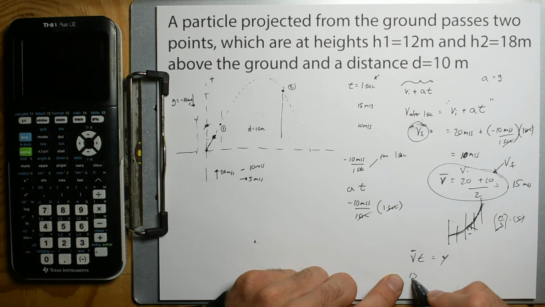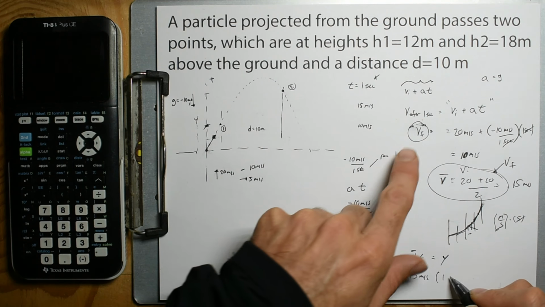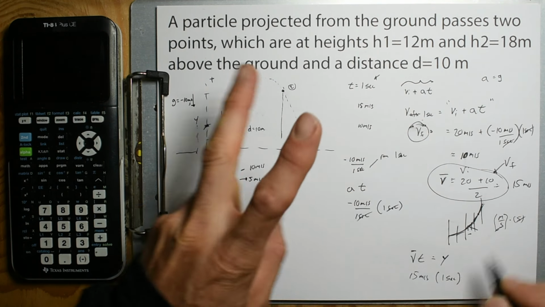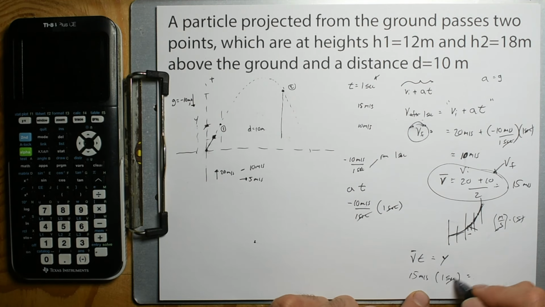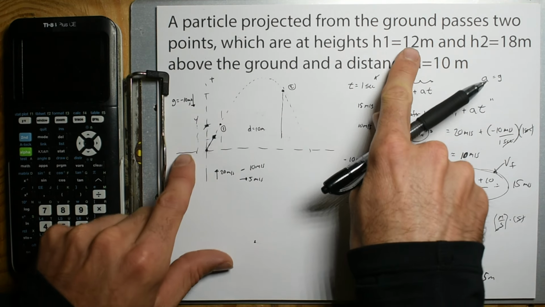And so let's do that. So 15 meters per second times that time of 1 second that we ran it, quote unquote, that's going to give me a distance of 15 meters. Now, is 15 meters greater than 12?